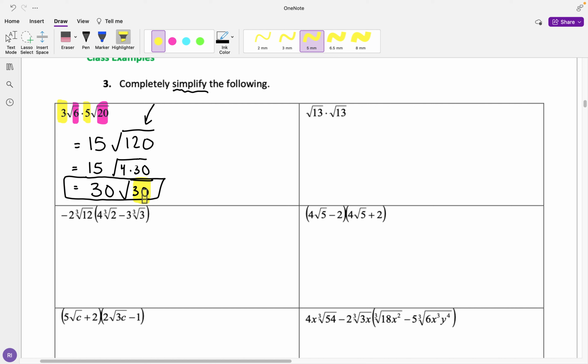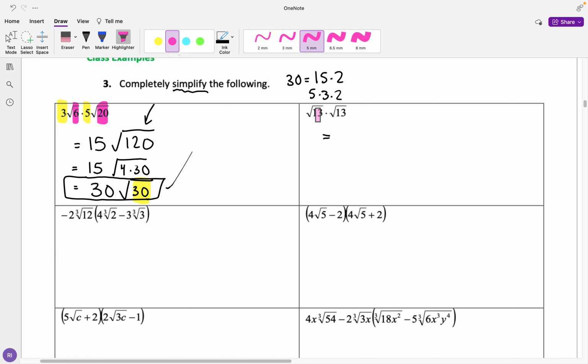30 is stuck because 30 is 15 times 2, and 15 is 5 times 3. So 5 times 3 times 2, none of those values are perfect squares themselves. So the radical, root 30, cannot be simplified any further, and you're just good to go on that one.